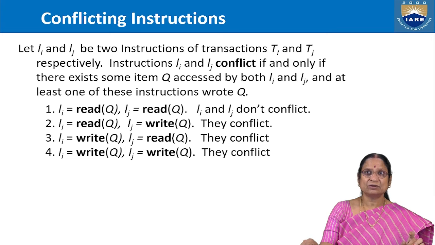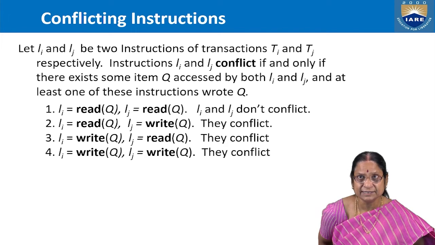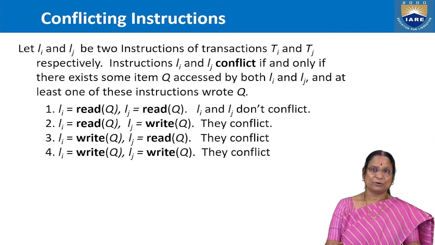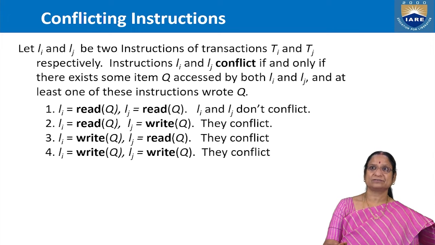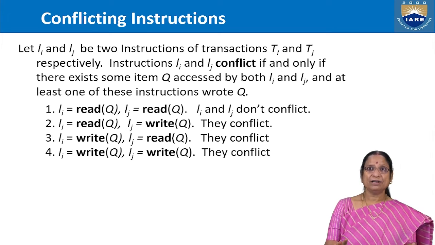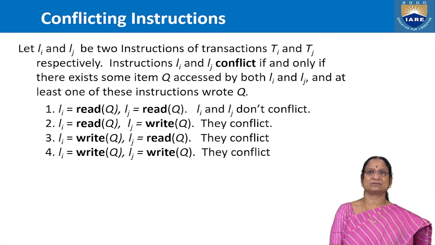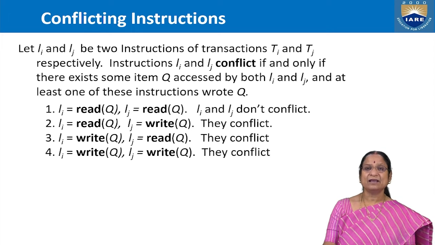What are the properties? If both instructions, Li and Lj, are reading the same data item, no problem. The order of the instructions is not a problem at all. That is, they don't conflict. If one of them is a write, or both of them are writes, then the instructions are said to be conflict instructions. Conflict instructions cannot be interchanged. That's why we have to find out conflicting instructions.